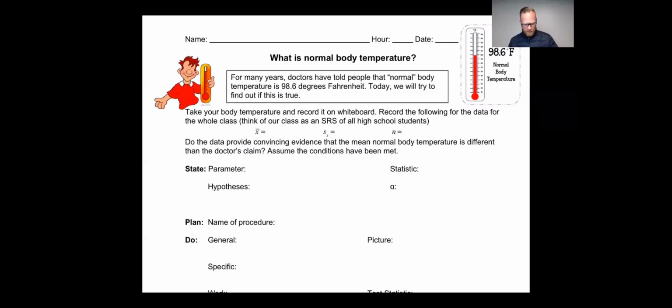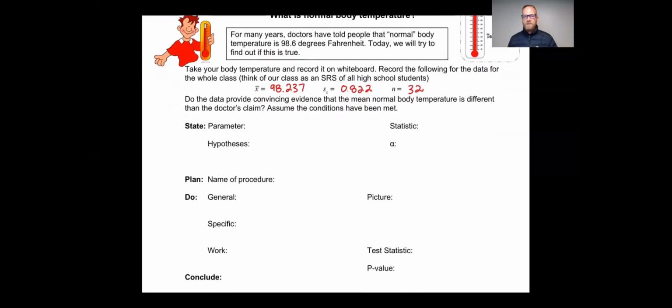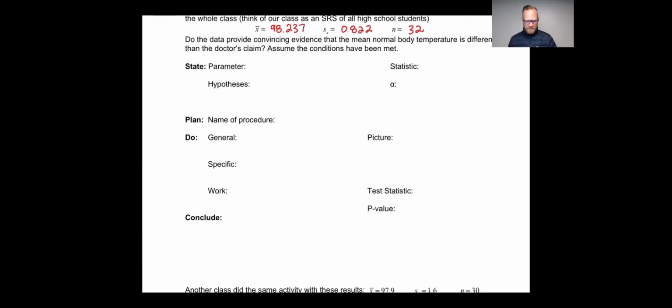So you see where it says X bar, the average from that particular class was 98.237. The standard deviation was 0.822, and that was a class of 32 students. And so based on that average there, 98.237, we certainly have some evidence that normal body temperature has changed from 98.6. But the question is, do we have convincing evidence? Is this value far enough away that it is statistically significant? And of course, in order to answer that question, we need a significance test.